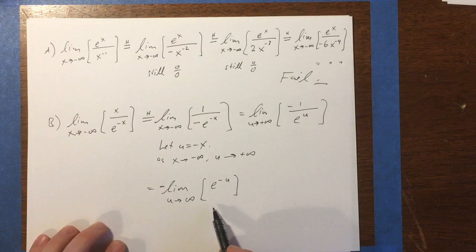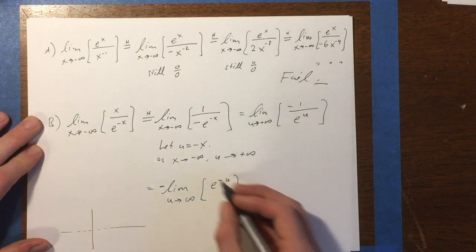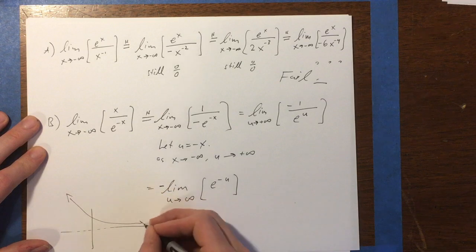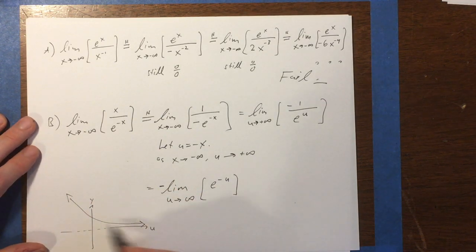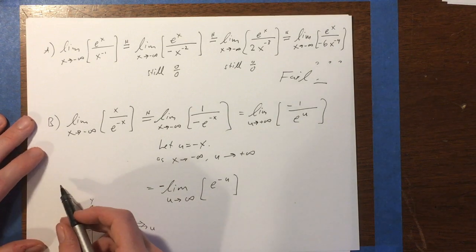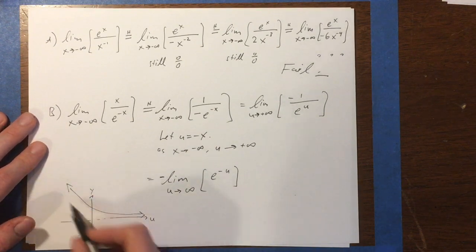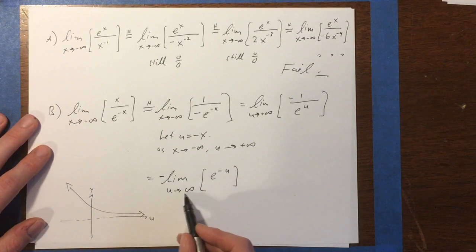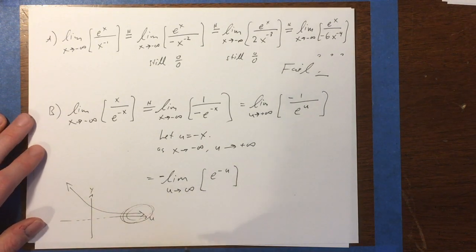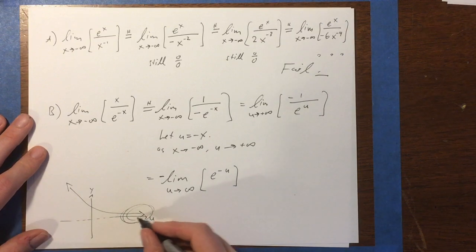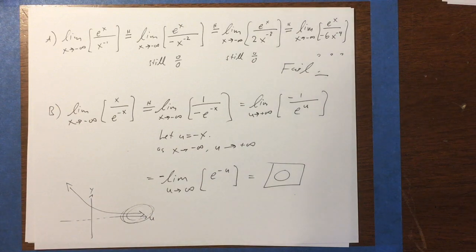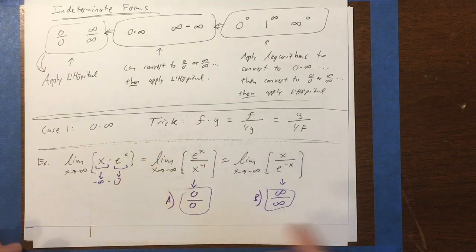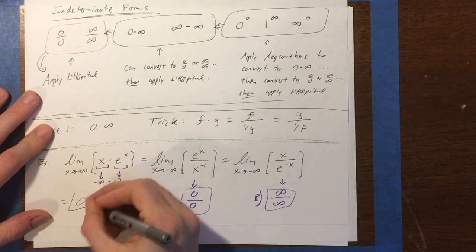Now this corresponds directly to one of our rules. E to the negative u is going to look like that. If this is our u-axis, if this is our y-axis here, e to the negative u is the exponential decay function, so it goes down. And as u approaches positive infinity over here, that is approaching 0, right? So that one is going to be 0. So what happened? We were actually able to show that this limit here equals 0, right?